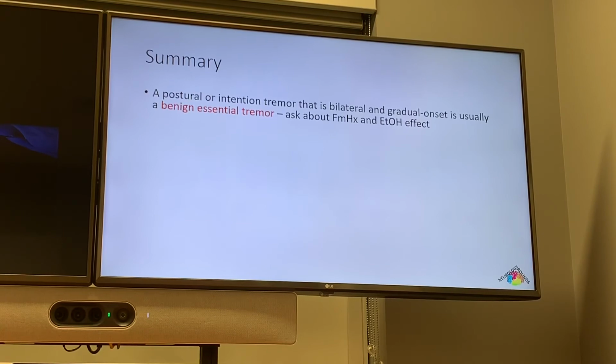So in summary, what have we talked about today? If you have a postural or intention tremor that is bilateral, gradual in onset, and affects the upper extremities symmetrically, then that is a benign essential tremor. You should confirm your diagnosis by asking about affected family members and whether alcohol helps the tremor.